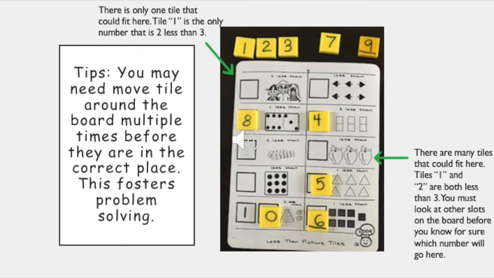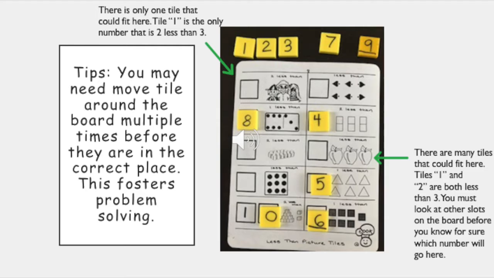This board, you can see the arrow in the top left. A child needs to place a math tile here that is 2 less than 3. And so there's only one option that could work there. 1 is the only number that is 2 less than 3. So some questions on the packet or on the board will have only one correct answer, as this one does.